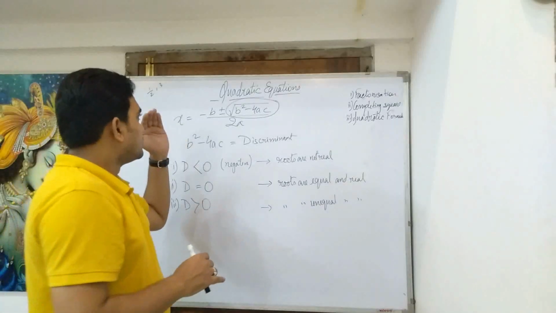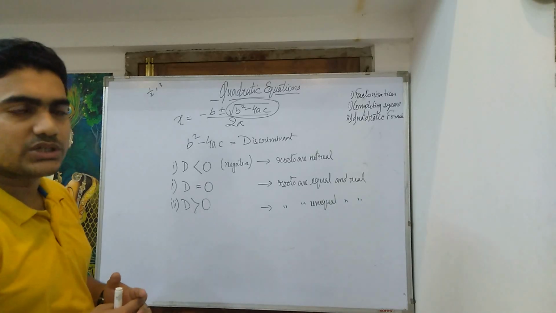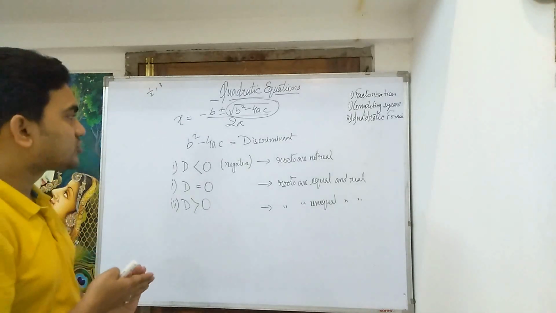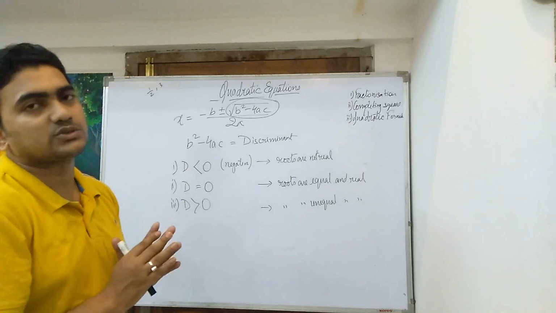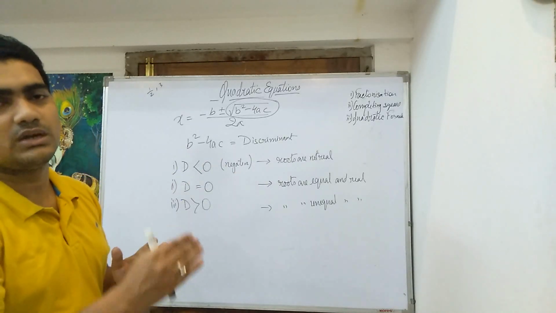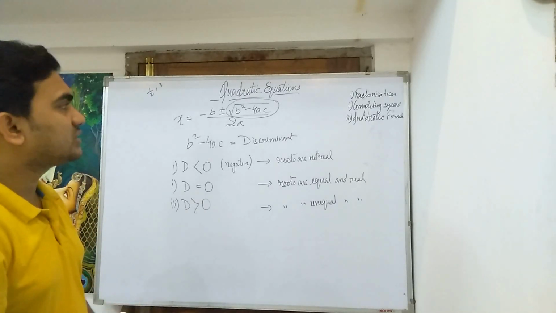So this is how we check whether a quadratic equation has real roots or not. If it has real roots, we can continue with the sum. If it has no real root, we cannot do the sum. That must be stopped there. So this was my quadratic equation in short.